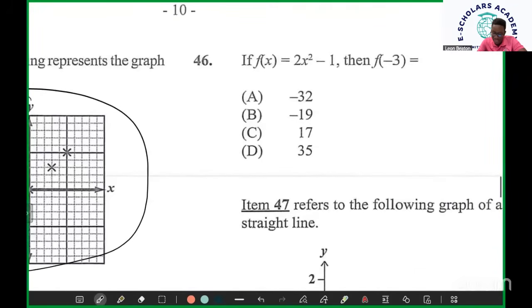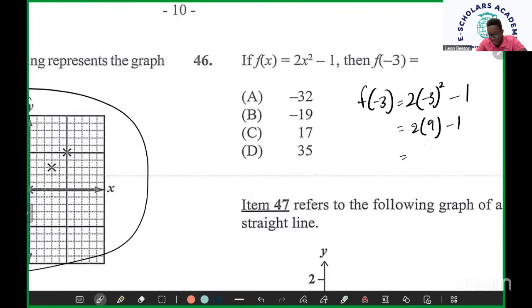For item 46, if f of x is equal to 2x squared minus 1, then f of negative 3 is... So f of negative 3 would be 2 times negative 3 squared minus 1. So negative 3 squared is 9, so 2 times 9 minus 1. 2 times 9 is 18. 18 minus 1 is 17. So C.